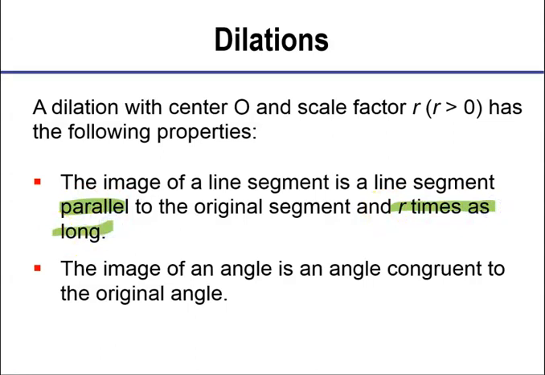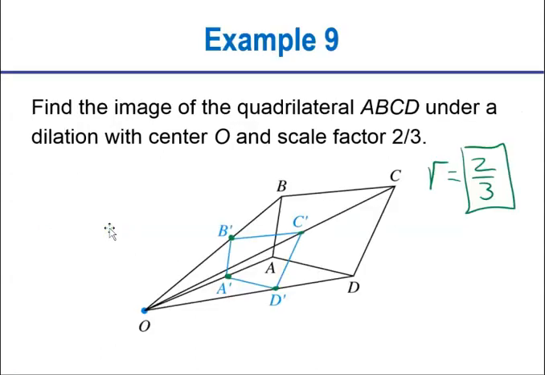If we look at the problem that we just did before, let's check out line segment BC. Here's the original line segment BC. Well, the dilation B prime, C prime, notice those are parallel lines, and B prime, C prime is 2/3 as long as BC. And that is true for all 4 of those line segments.